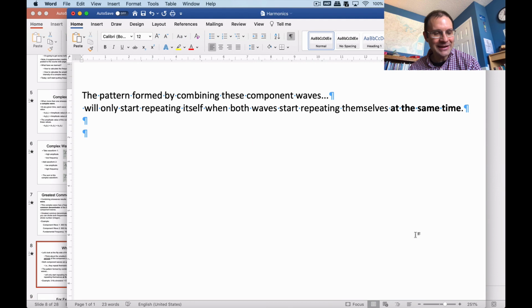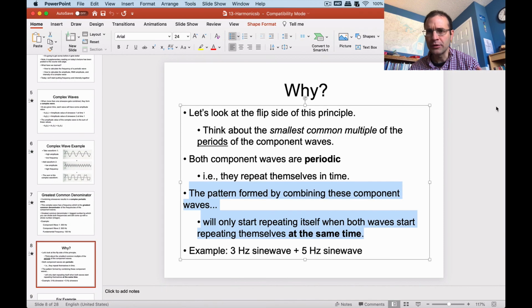So I'll write that down there, and you can think about it for a while. Maybe you can write it out yourself. That might also help you remember it. But basically, we're going to get a complex pattern, and that will only start repeating itself when both of the component sine waves start repeating themselves at the same time. I'll walk you through how that works.